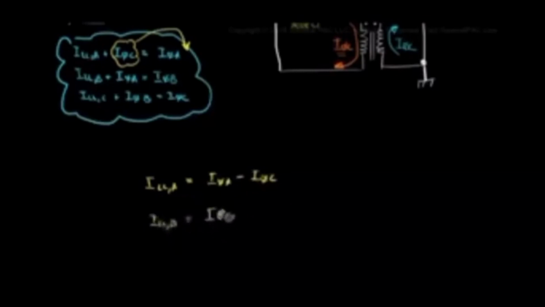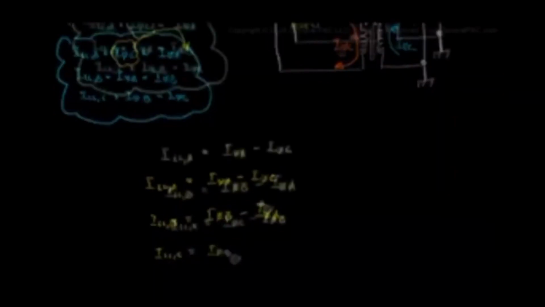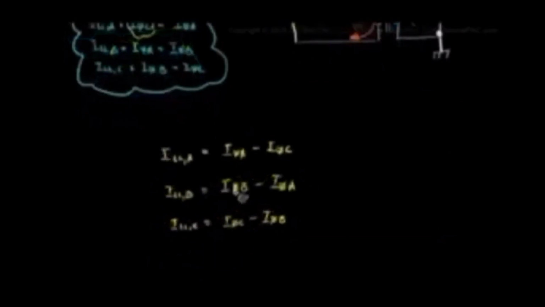Okay, all we're going to do is solve for the line current, so let's write the equation. Line current A is equal to phase current A minus phase current C. Similarly, line current B equals phase current B minus phase current A, and line current C equals phase current C minus phase current B. Okay, so now we have written the equations like this.